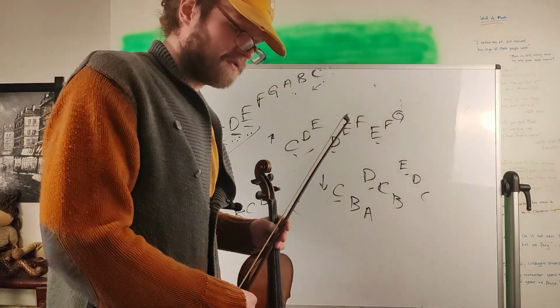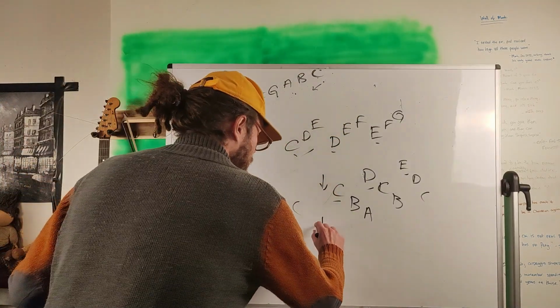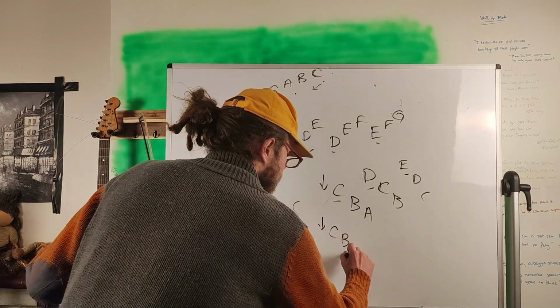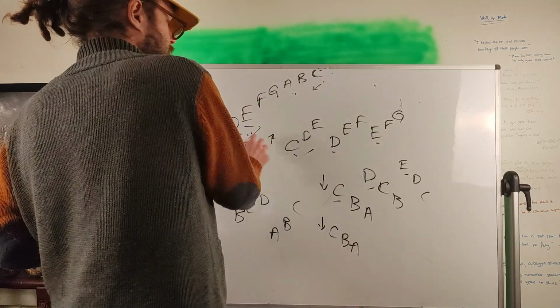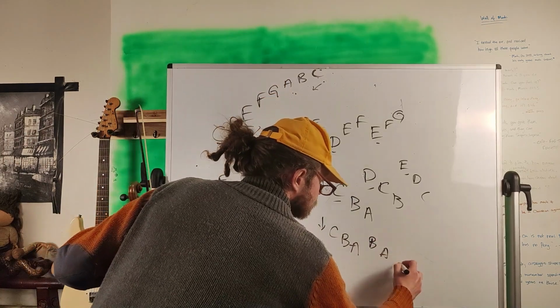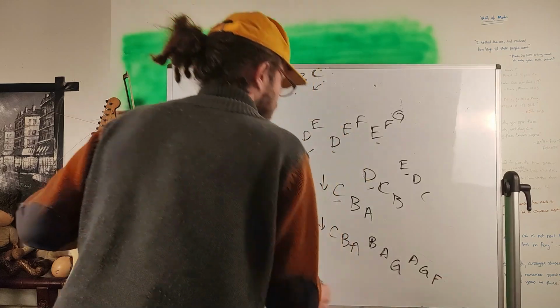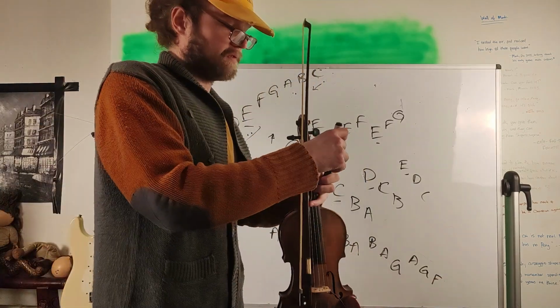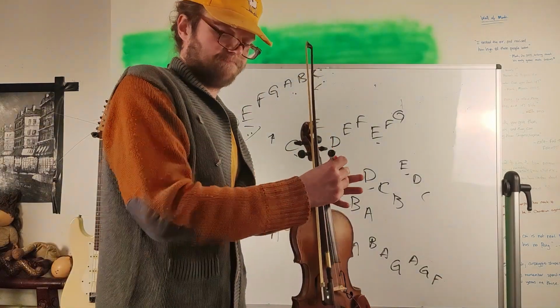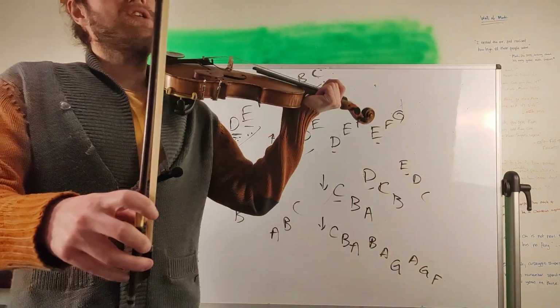And we have our final direction to go. We now are going down the pattern, C, B, A. But now, instead of going up the scale, we're going down the scale to B, A, G, F. C, B, A, B, A, G.